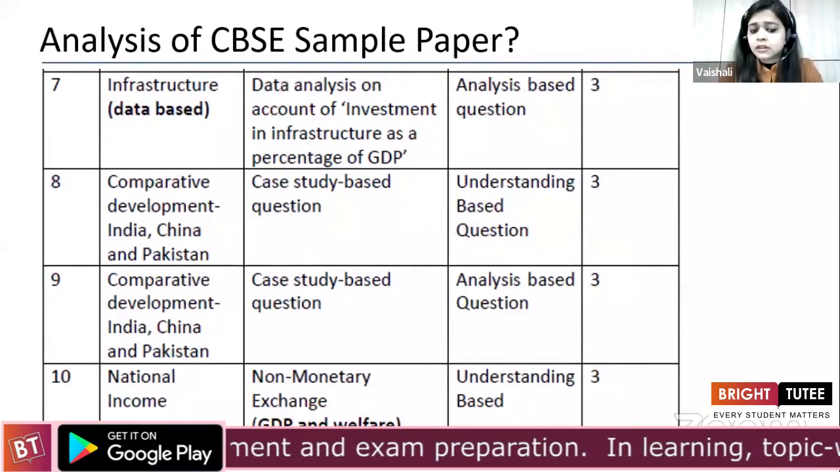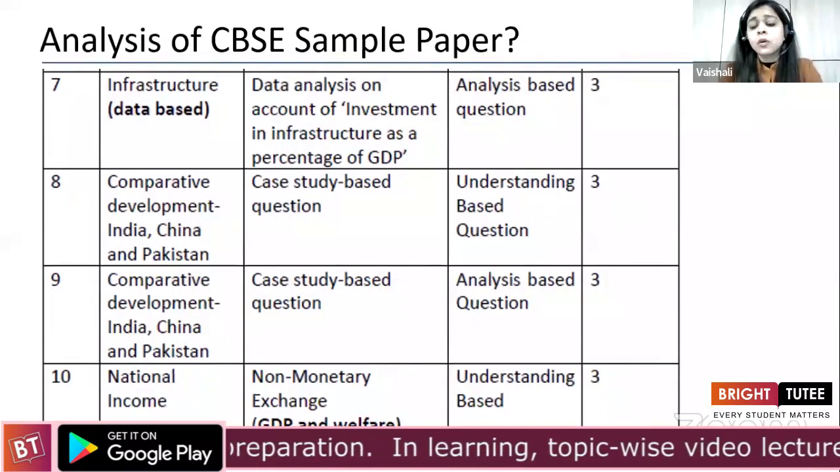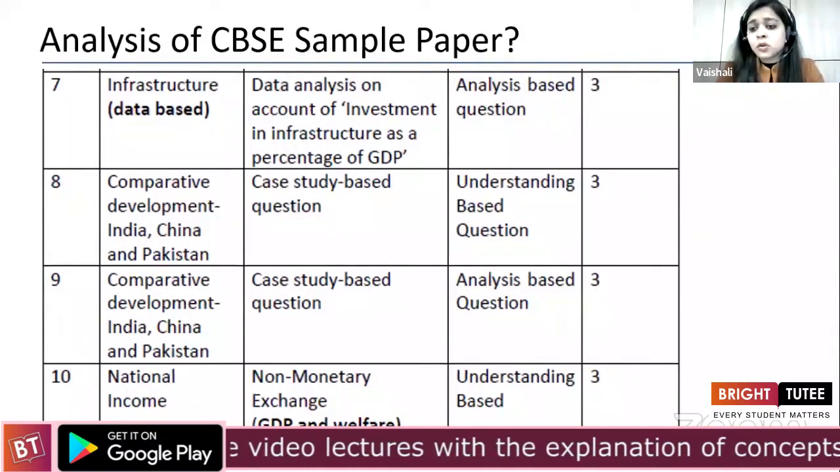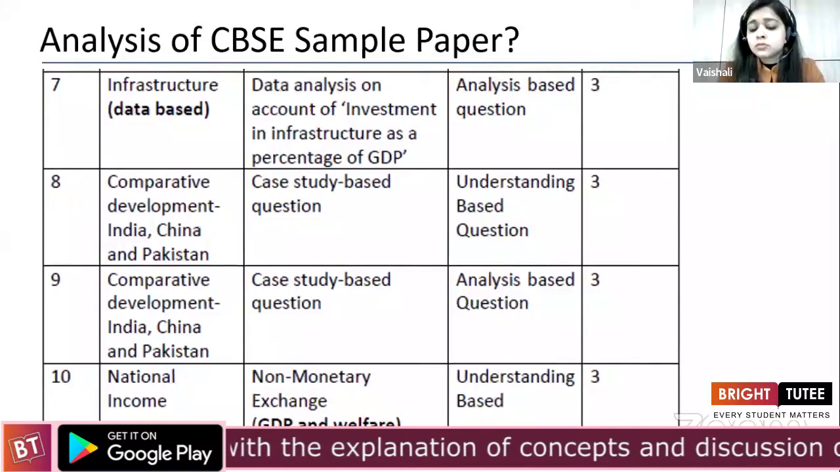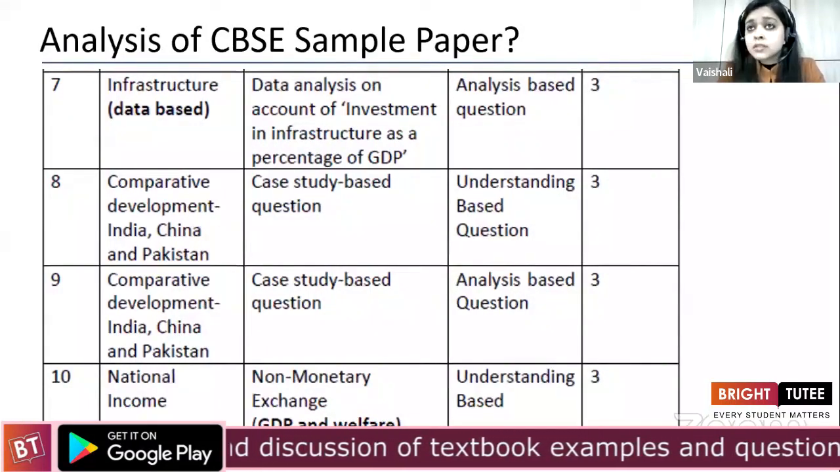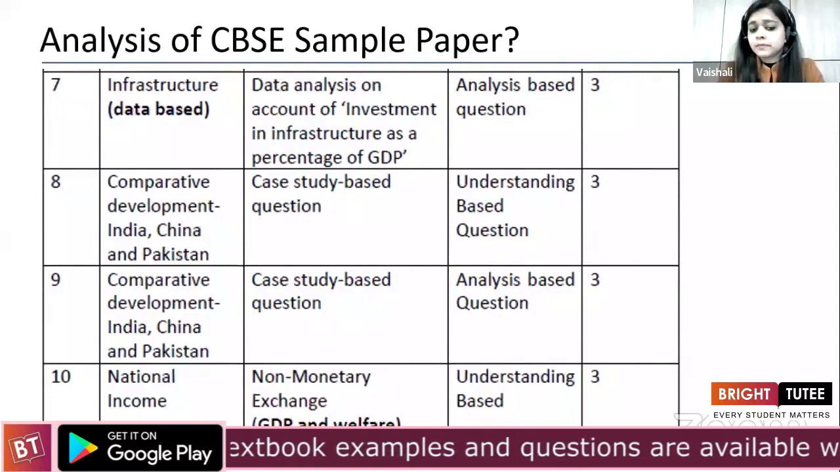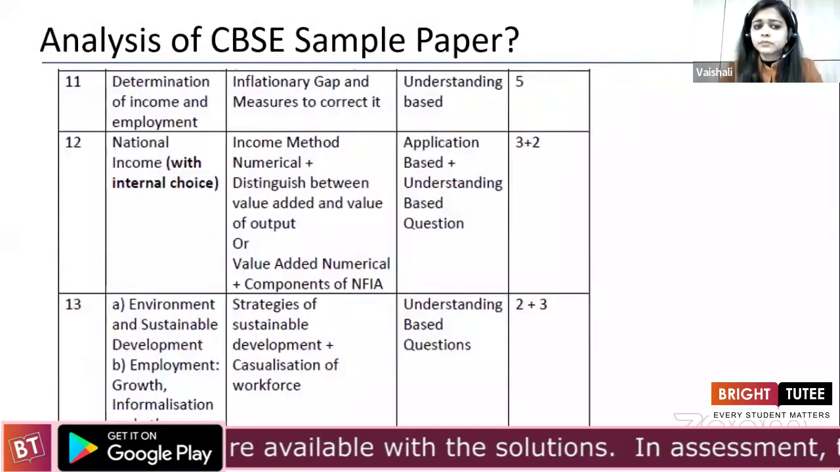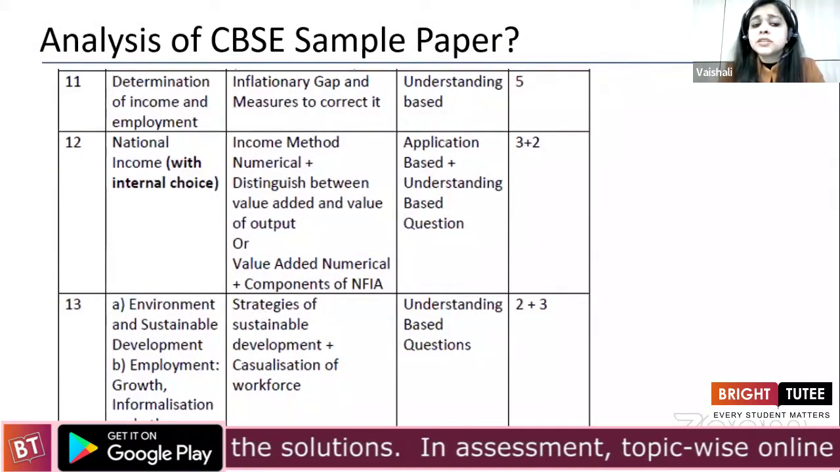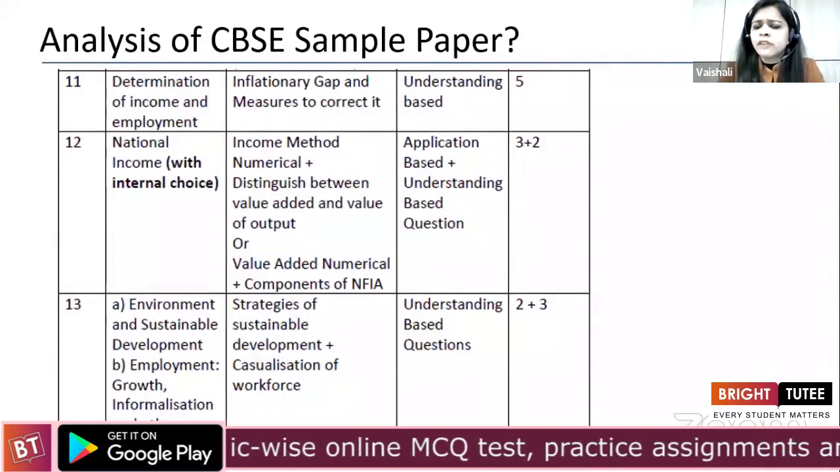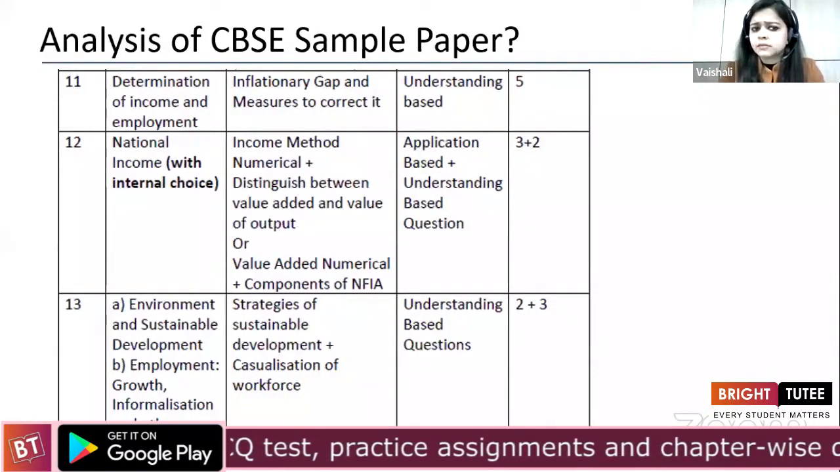Then we have national income. Again, I just told you in the beginning that GDP and welfare has been a very important topic for the past few years. So students are really supposed to understand the idea behind that topic properly. Then that was non-monetary exchange. That was again an understanding based question. Then we have determination of income and employment. That was a basic, understanding based question on inflationary gap and measures to correct it.